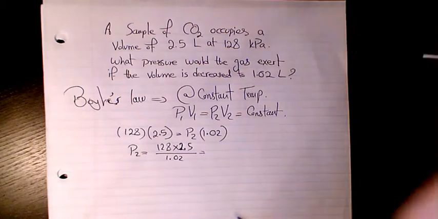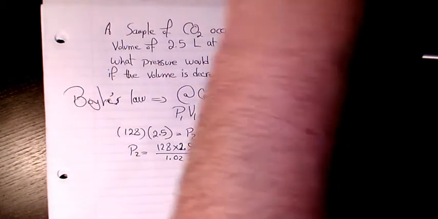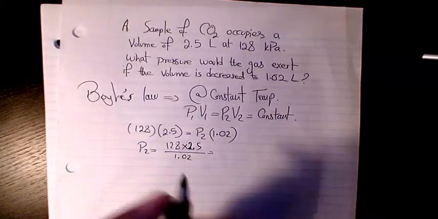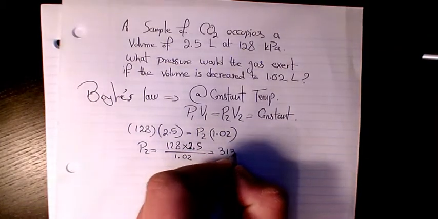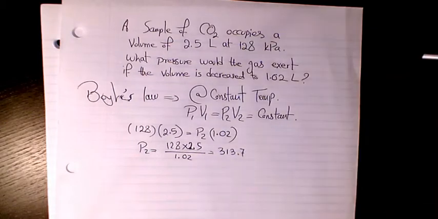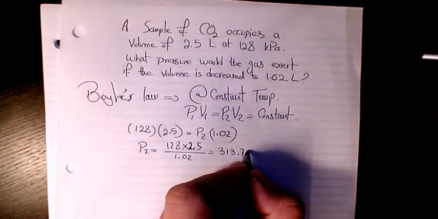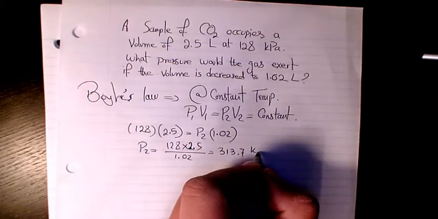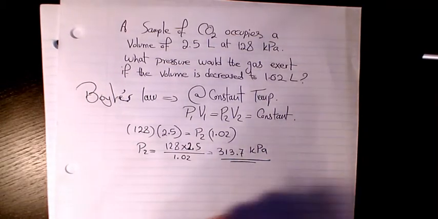128 times 2.5 divided by 1.02 is 313.7 kilopascal. So that's going to be the final pressure.